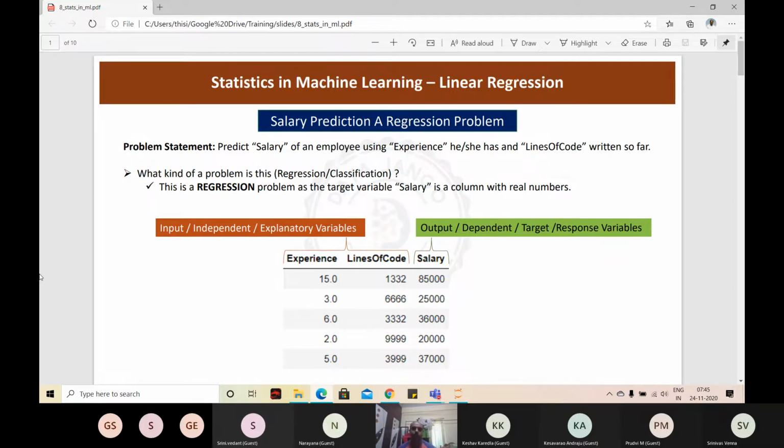Now I got a new review. I'm going to pass that review through the model, and it needs to predict which class it belongs to, out of 1 to 5. What is the problem? Is that a regression problem or a classification problem? Classification problem. Anybody disagrees with Lakshmi Narayana?